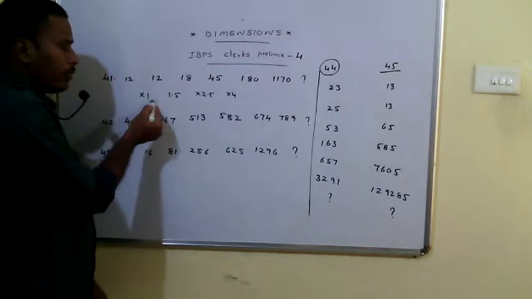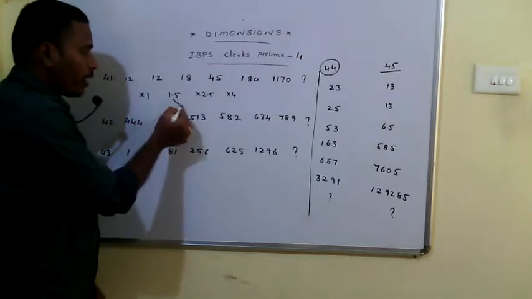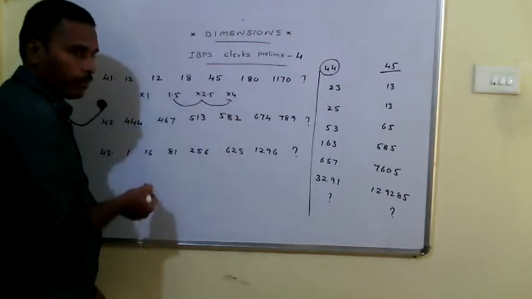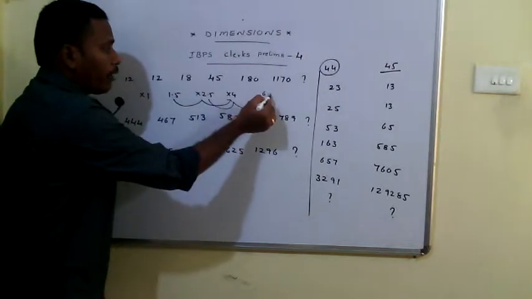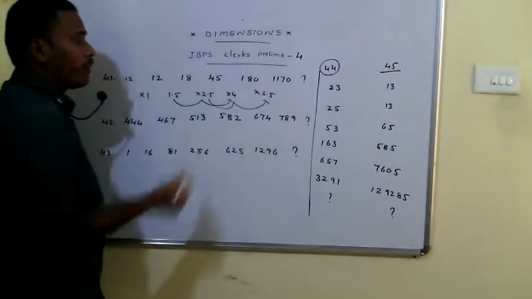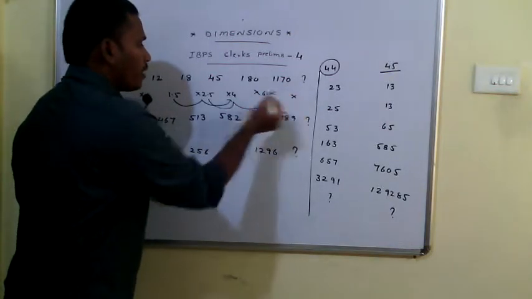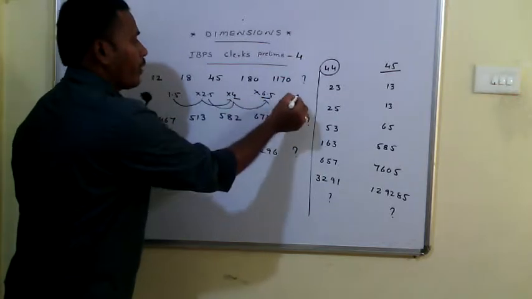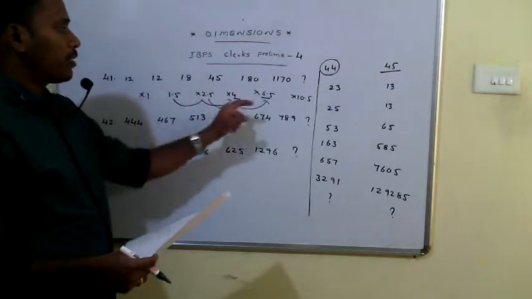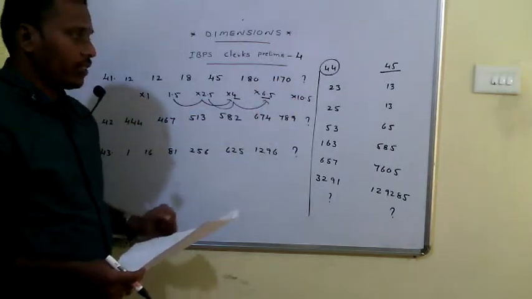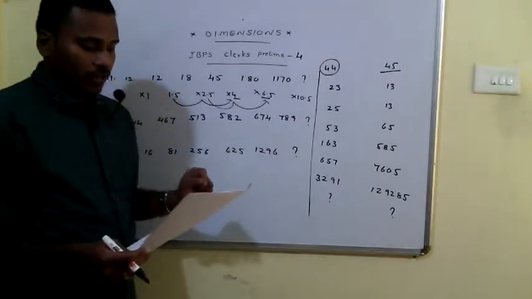If you observe, this is 1, this is 1.5, 1 plus 1.5 is 2.5, 1.5 plus 2.5 gives us 4, and then 2.5 plus 4 gives us 6.5. So 180 into 6.5 is 1170. To identify the next number, we need to multiply 1170 with the sum of 4 and 6.5, that means 10.5. With 10, it will be 11,700.